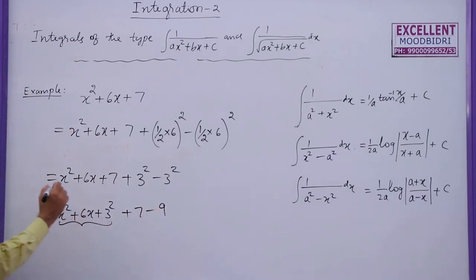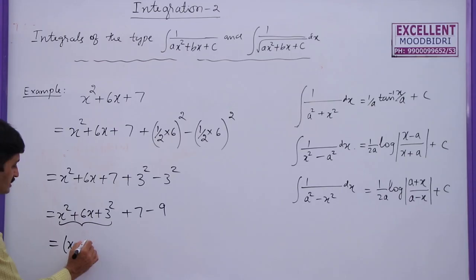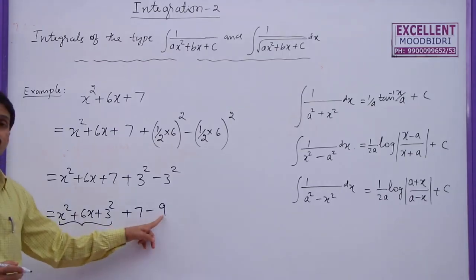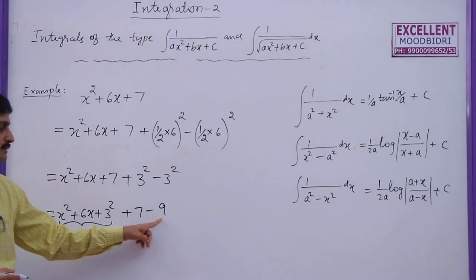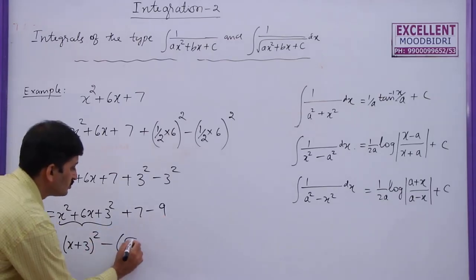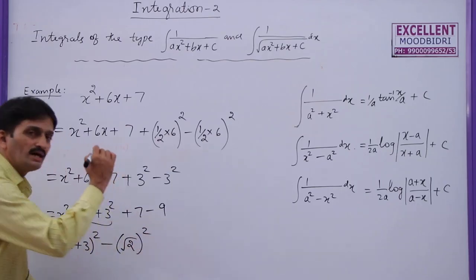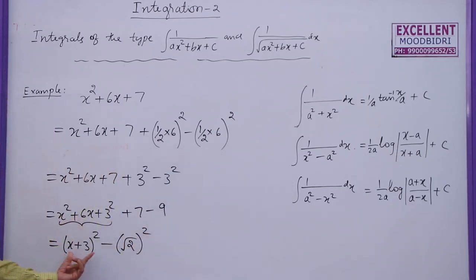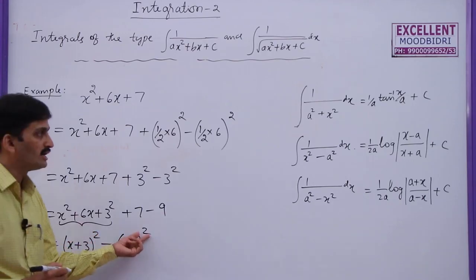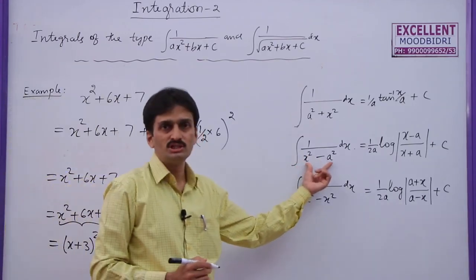Now how much is this equal to? It is in the form of a square plus b square plus 2ab, so a plus b whole square. So it is x plus 3 whole square minus, 7 minus 9 is minus 2. Minus 2 can be written as minus square root of 2 whole square. Now look at this expression. This is in the form of x square minus a square. It has reduced to this form.